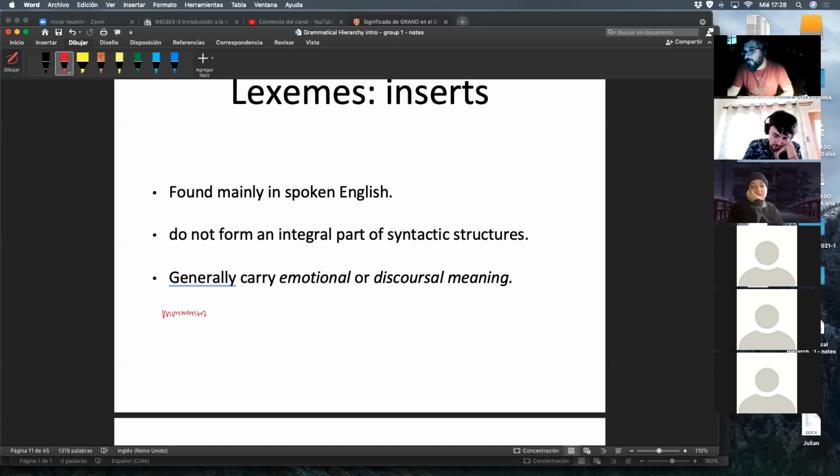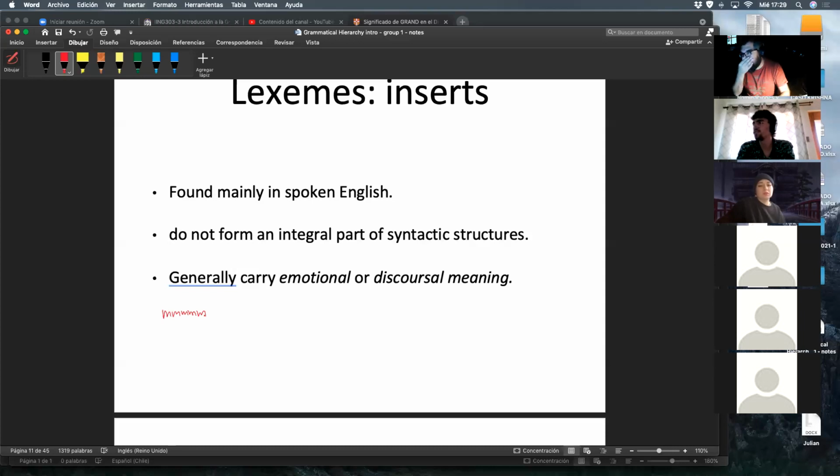That is an insert, because it is found mainly in spoken English, and inserts do not form an integral part of syntactic structures because you cannot categorize them. We are not able to categorize them, right? Because they don't have a morpheme, right? It is just a sound, right? And that sound doesn't have form, even though it has meaning and function.